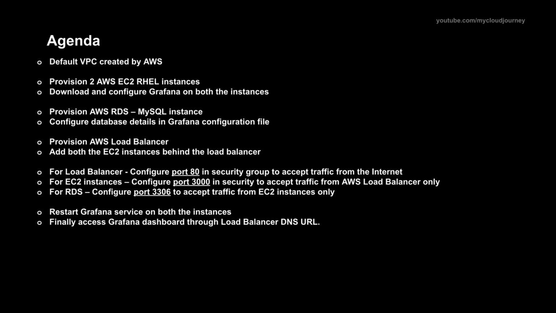For the load balancer, the EC2 instances and RDS, we will create three different security groups. The load balancer can accept traffic on port 80 from the internet, and then distribute the load to the EC2 instances. With this security group, only the load balancer can access the EC2 instances on port 3000, and then a separate security group for RDS, so only the EC2 instances can access the database. Then I will restart the Grafana service on both instances. And finally, we will access the Grafana dashboard through the load balancer DNS URL. So let's start with the live demo.